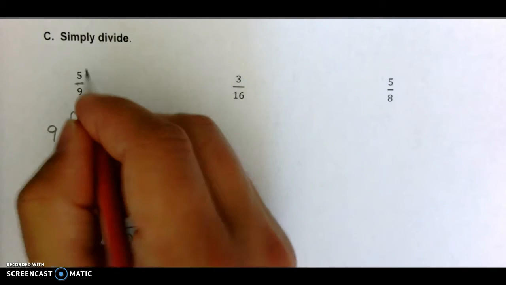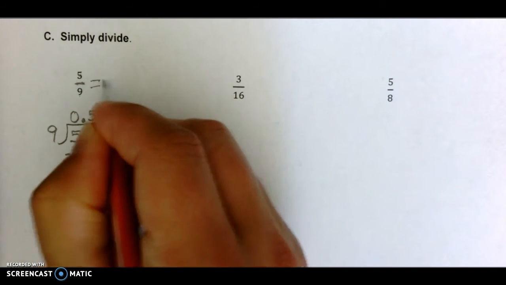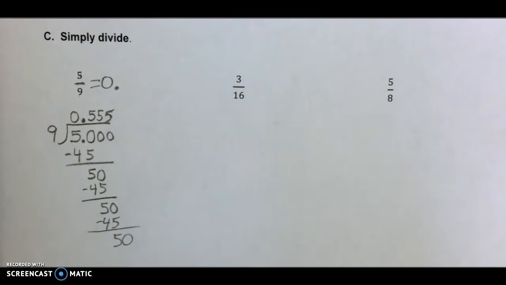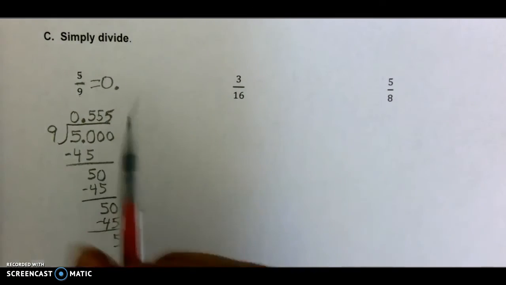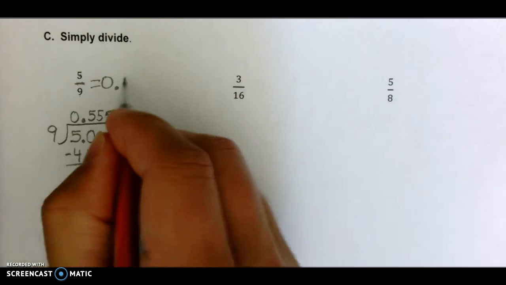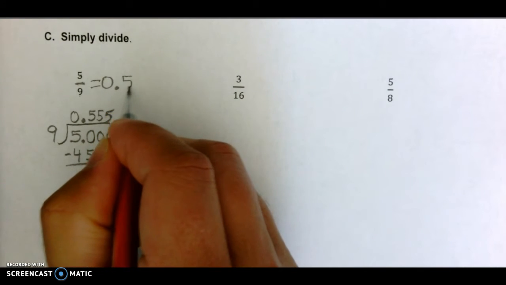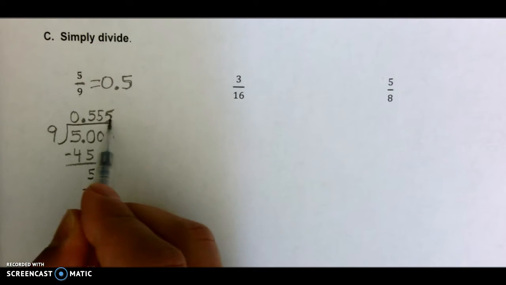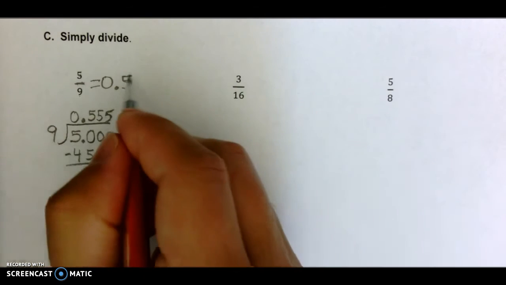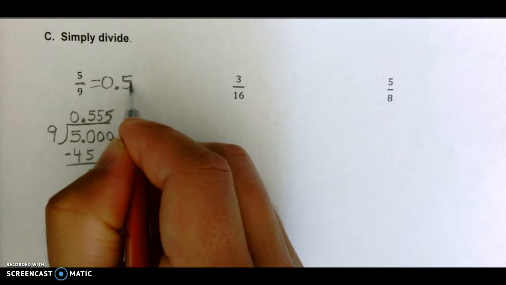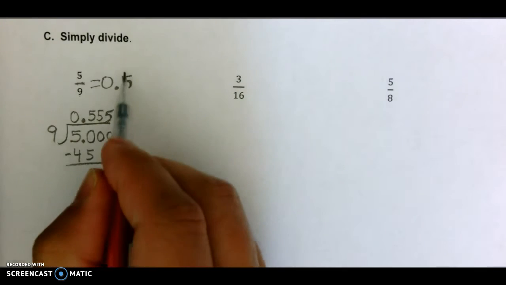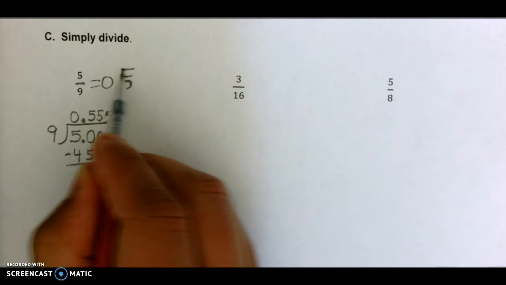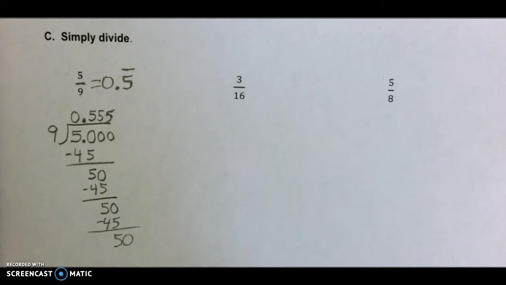And so the way that we're going to write this, 5 divided by 9 equals 0 decimal. And what we're going to do, we're going to write down the number where it starts to repeat. It starts to repeat after this 5 tenths. Right here after this 5 tenths, it's going to repeat 5s forever. And so we're going to write down just 5 tenths, and then to show that it's repeating, we're going to put a little bar over the top of that 5. And that indicates that 5/9 is equal to the decimal 0.5 repeated.